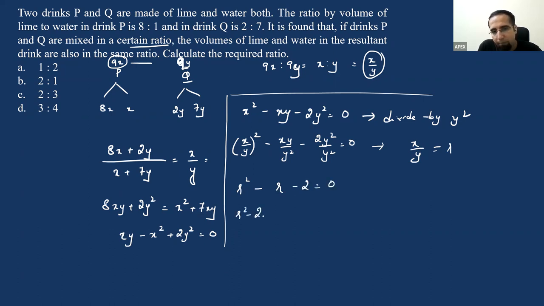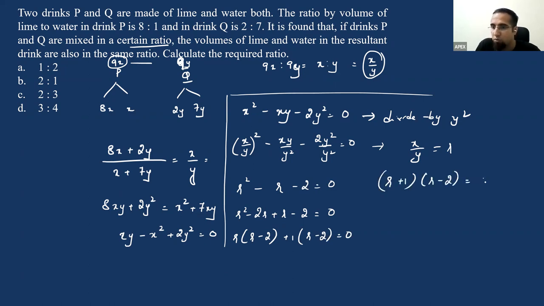We get r square minus 2r plus r minus 2 is equal to 0. We take an r common, that becomes r minus 2. We take a plus 1 common, that again becomes r minus 2 is equal to 0. So eventually we have r plus 1 into r minus 2 is equal to 0.